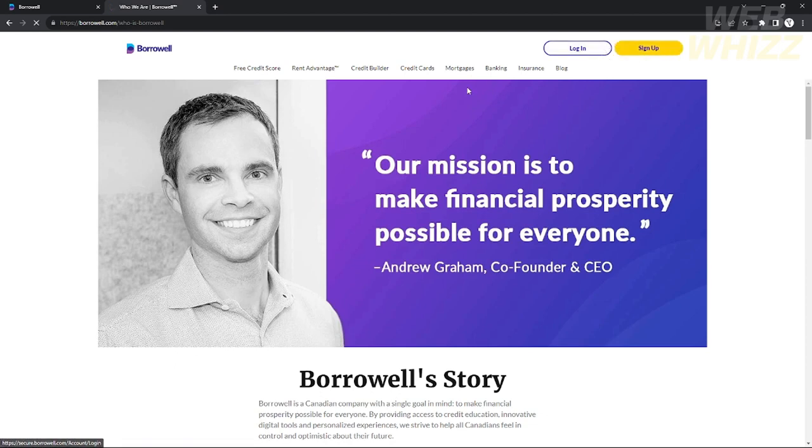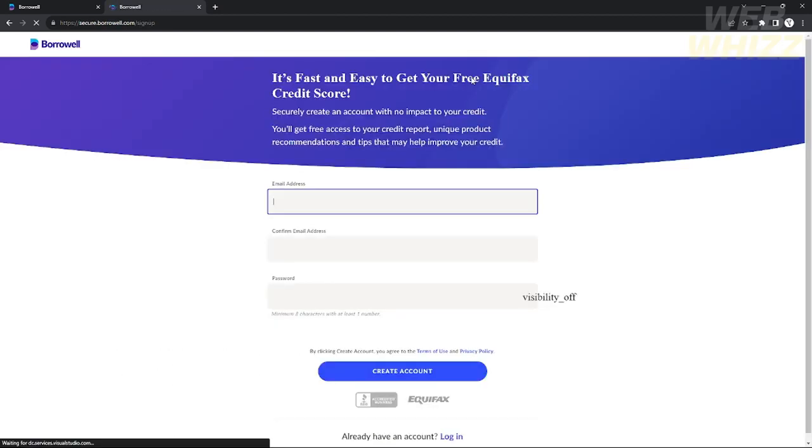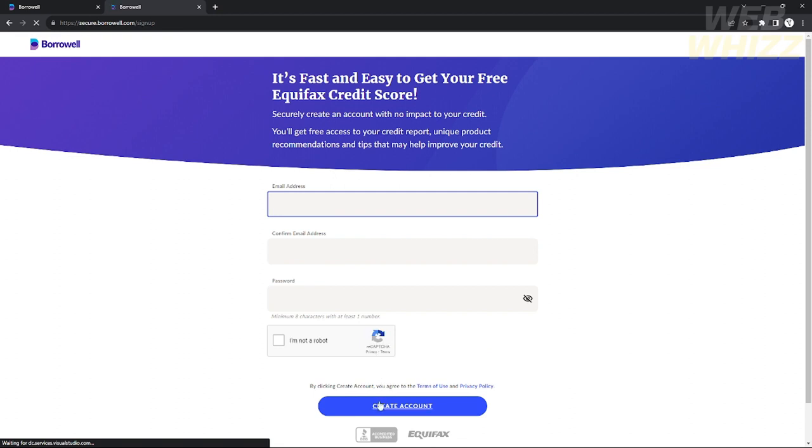Of course, you need to provide your email address and a password. That's the first thing you need to provide. After that, you can create an account. After you create an account, they will require you to add more important information, such as your address, country, city, street number, and postal code, because they will use that to find your profile at the official credit bureau.